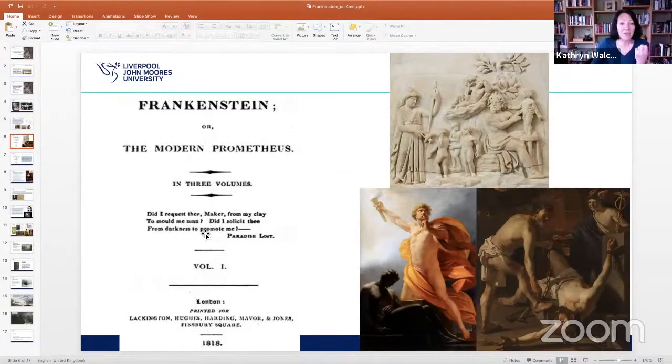So that's one of the ways that academics and critics have thought about this text, in that sense of this being a critique of science. It's been seen that Dr. Frankenstein was overreaching his remit as a scientist by trying to create life.